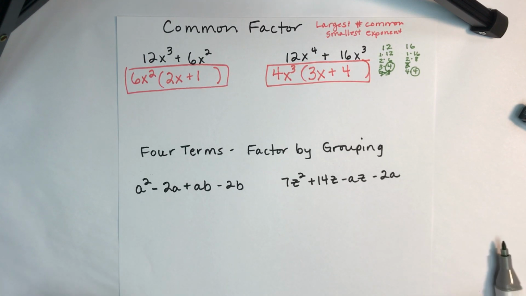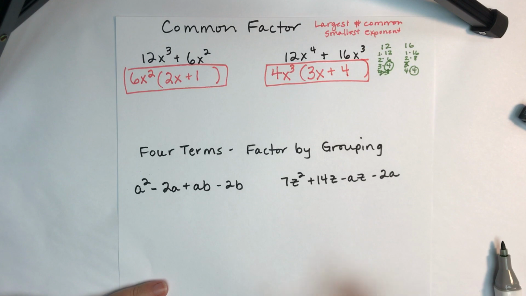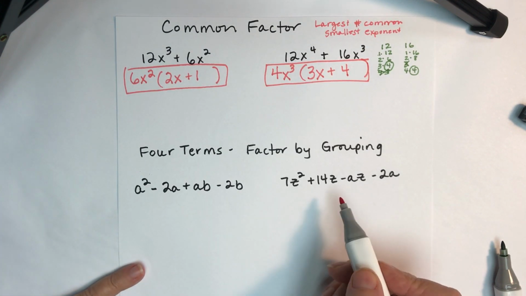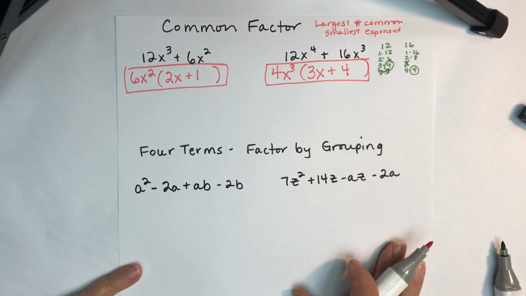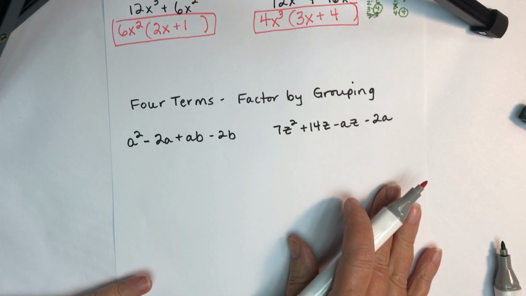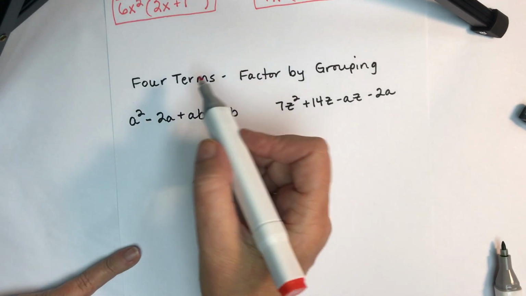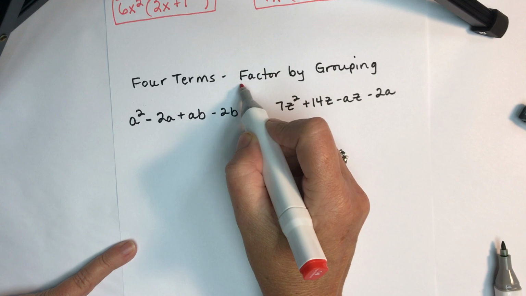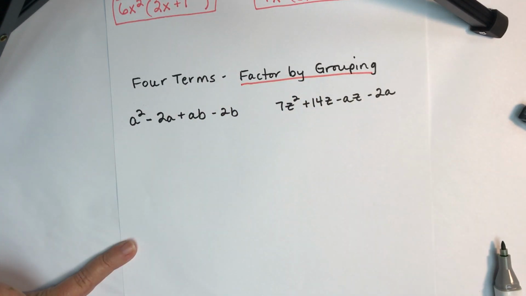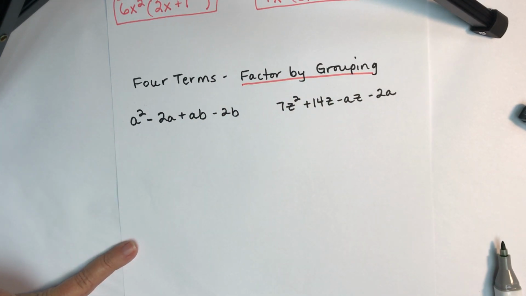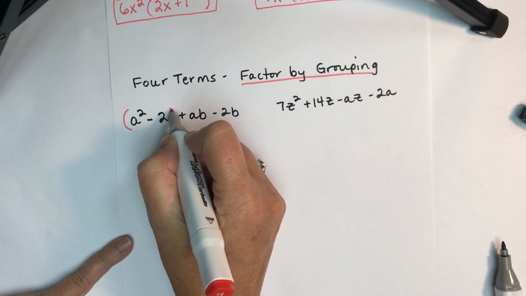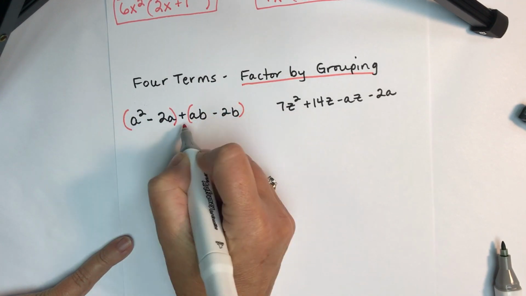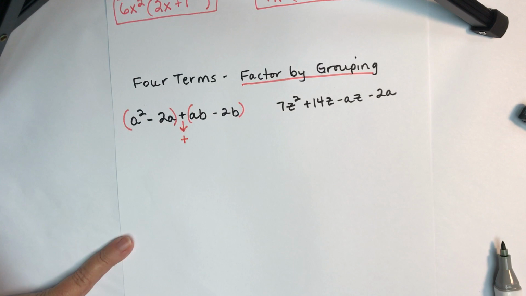Now you always want to check for a common factor, but if you notice, these bottom two don't have anything in common. So then we're going to ask ourselves, how many terms? And so for this one, we're going to be looking at when there's 4 terms, we're going to do what's called factor by grouping. And so what I mean by that is we're going to group the first 2, we're going to group the last 2, and we're going to bring that middle sign down.